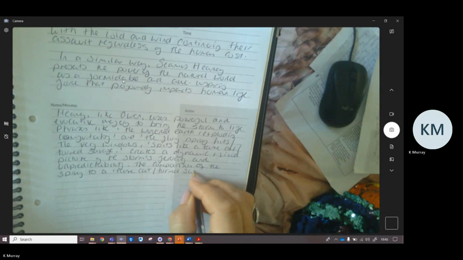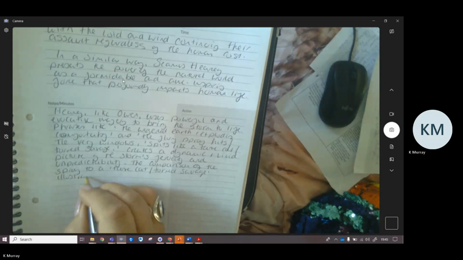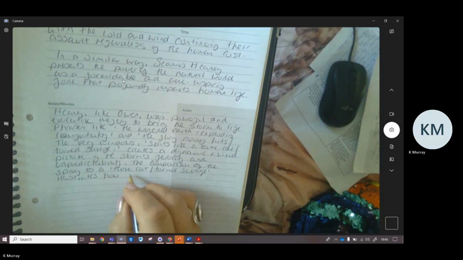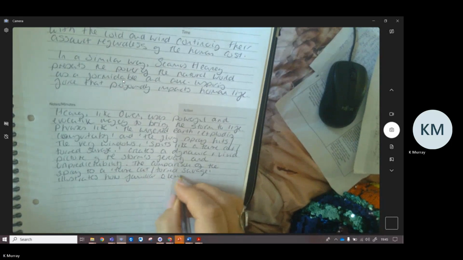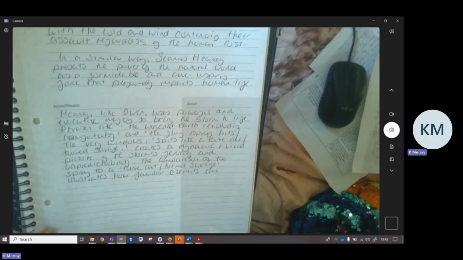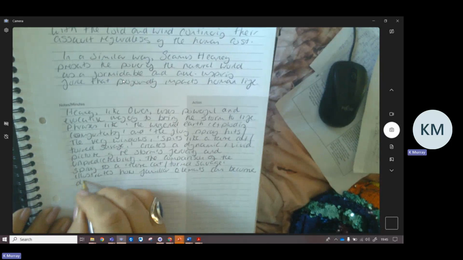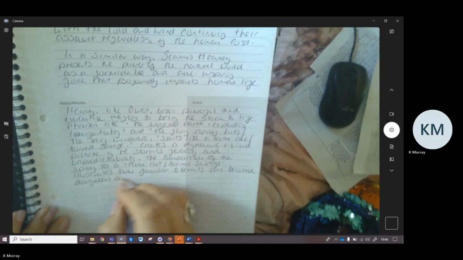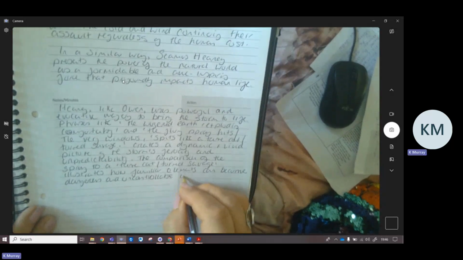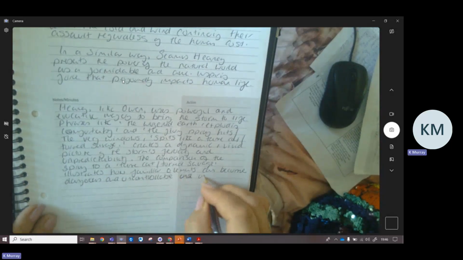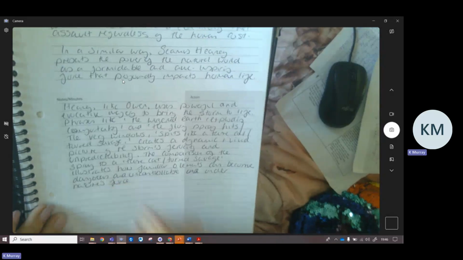turned savage illustrates how familiar elements can become dangerous and uncontrollable under nature's force. Because that's the point, isn't it, of the poem?